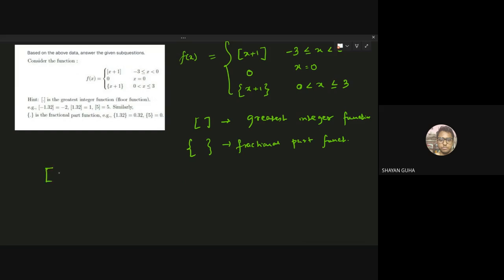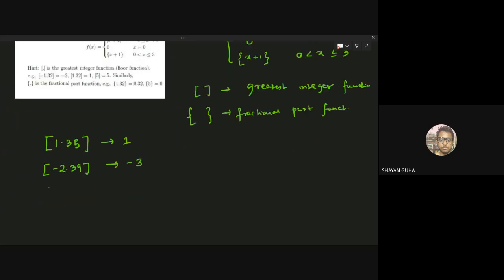Let's say you have box of 1.35. This will result in 1. If the number is negative, let's say minus 2.39, then this will result in minus 3. And in case of an integer, for example minus 5, it will give me minus 5. Any kind of integer I will get as it is. But if there is any real number which is positive or negative, there will be certain changes.